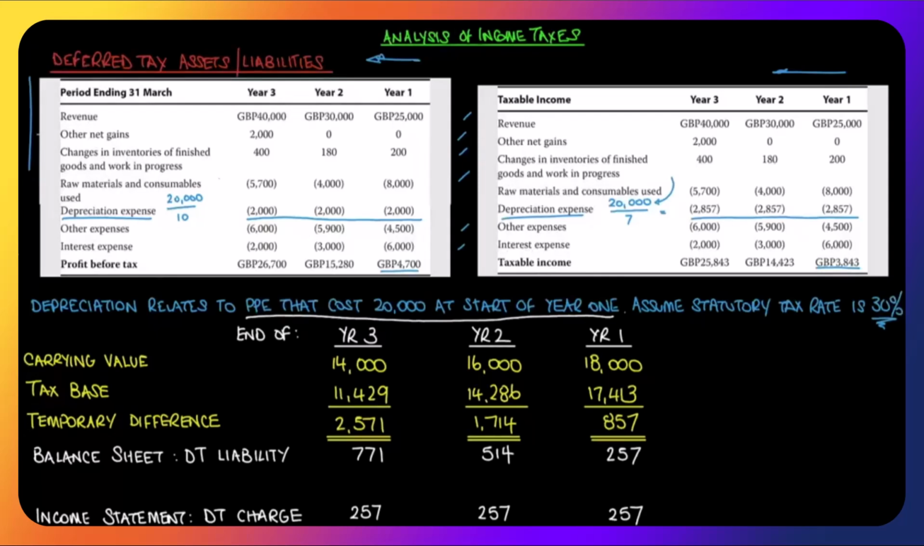In total over 10 years, in the financial statements, we'll take expense of $20,000. The only difference is the speed at which it goes through, the timing. Because it's a temporary difference, we will account for it using deferred tax. Let's calculate. Year one. Carrying value at the end of year one. Remember, the carrying value is in the financial statement, so that's going to be on the balance sheet.